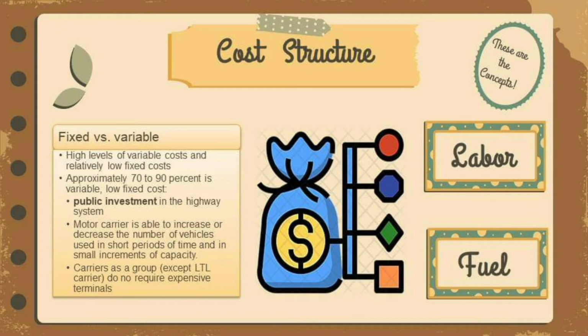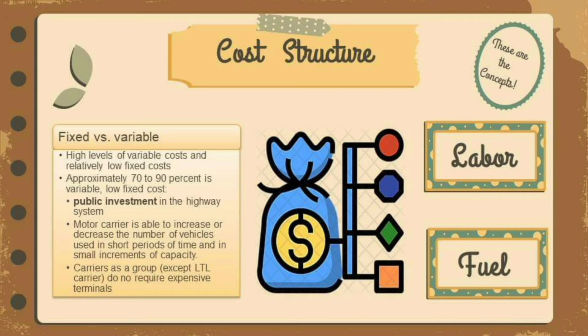Cost structure. The difference between a fixed and a variable cost is that the variable costs vary based on the amount of output produced. Variable cost may include labor, commissions, and raw materials. However, when we say fixed cost, it remains the same regardless of production output. Therefore, the cost structure of the motor carrier consists of high levels of variable cost and relatively low fixed cost.